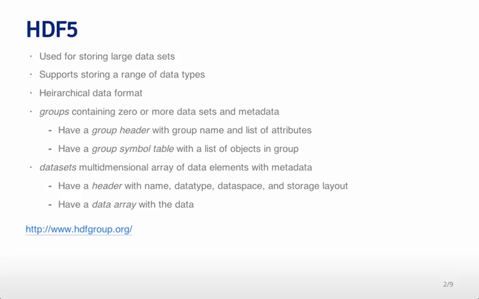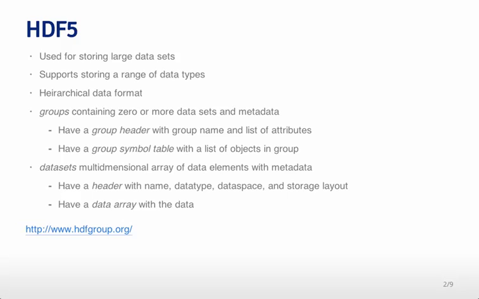The name HDF stands for Hierarchical Data Format, and that's because the data is stored in groups, which contain 0 or more data sets along with their metadata. Each of these groups has a group header with a group name and a list of attributes corresponding to that group. They also have a group symbol table, which has a list of the objects in the group.